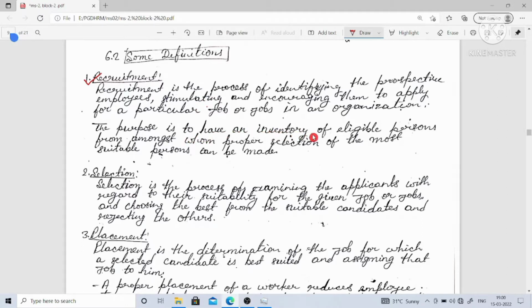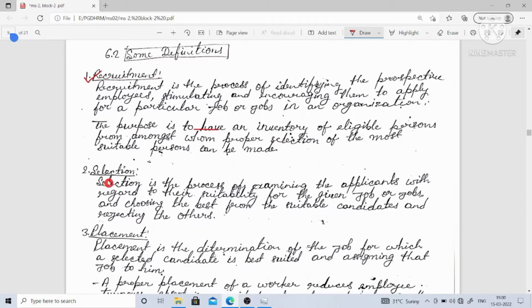The purpose is to have an inventory of eligible persons from amongst whom proper selection of the most suitable persons can be made. So what is the purpose of recruitment? Recruitment's purpose is to have an inventory of eligible persons from amongst whom proper selection can be made. Eligible persons should be available as the organization will need. So that inventory is maintained by the recruitment process. The purpose is to have an inventory.